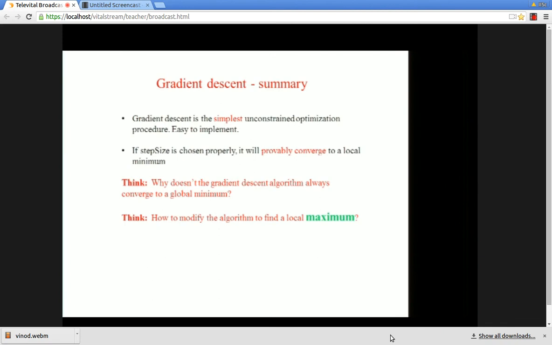Okay, that's a good observation. So this is an easy question. How do you modify the gradient descent algorithm to find a local maximum instead of a minimum?